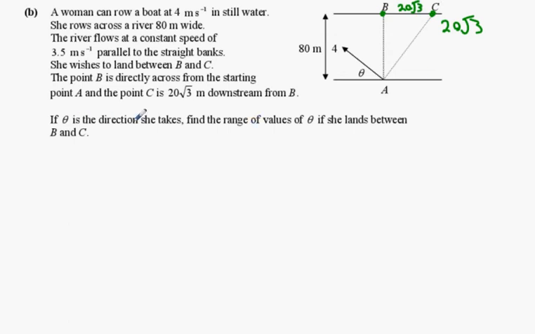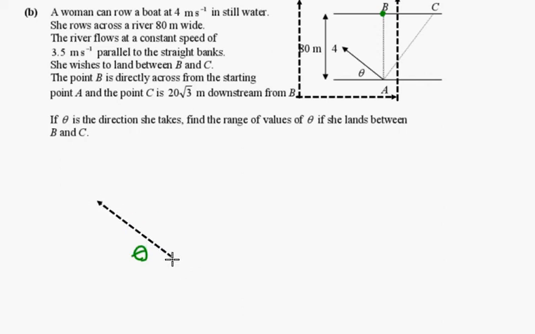If theta is the direction she takes, find the range of values of theta she can land between B and C. It's very easy. It's broken up into two parts. Ignore C even exists for the time being. Completely blank it out. All we're going to do is focus in on this region here. Is everybody alright with that? Here's what you're going to do. To go directly across, what must you do with your angle theta? When you aim your speed across, what must you do? Your two components have to do what?